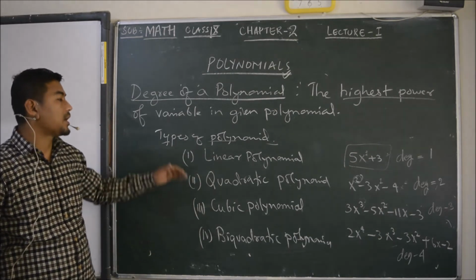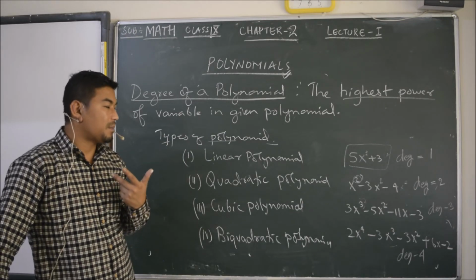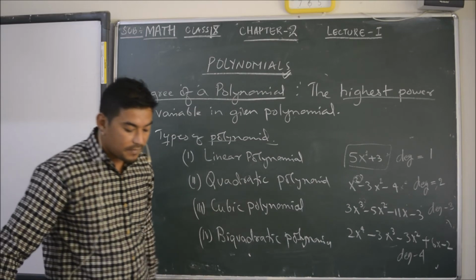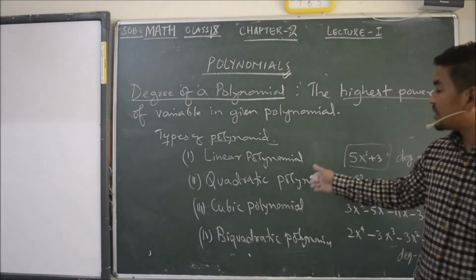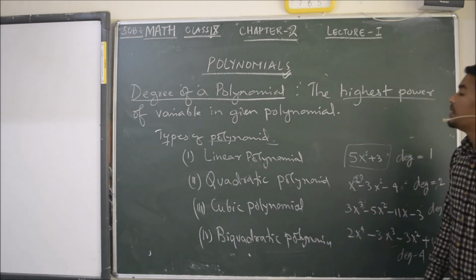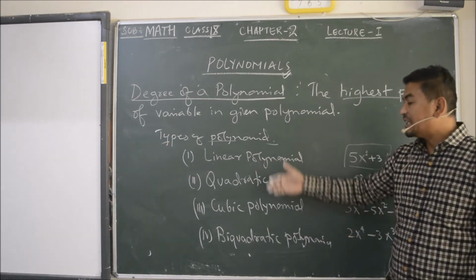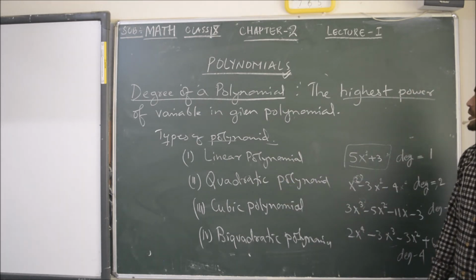Actually we took two different ways to classify polynomials. The first is number of terms. By simply looking at the number of terms, you can classify it as a monomial, binomial, trinomial, like that. And by looking at the degree, we can classify them into linear, quadratic, cubic, and biquadratic polynomials.